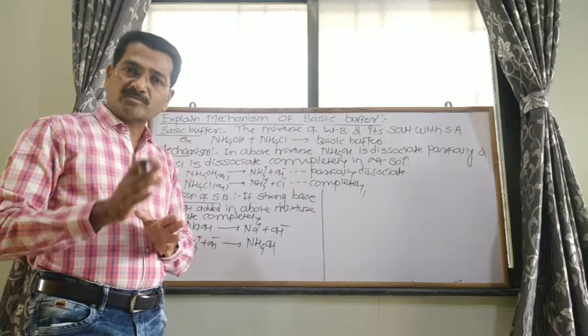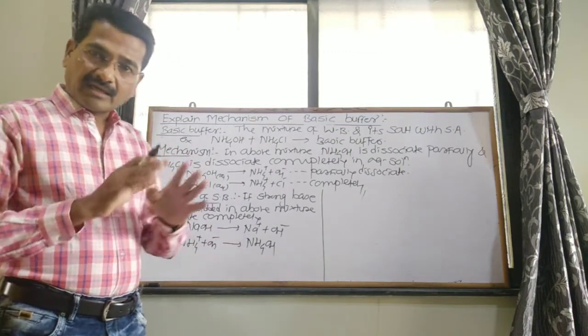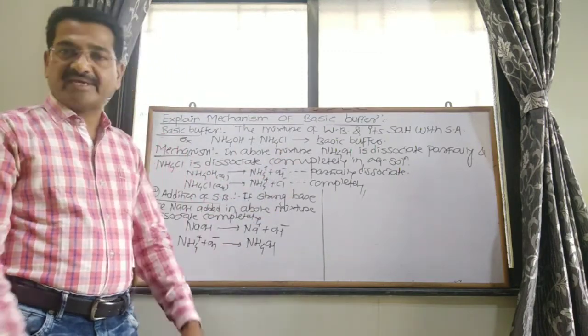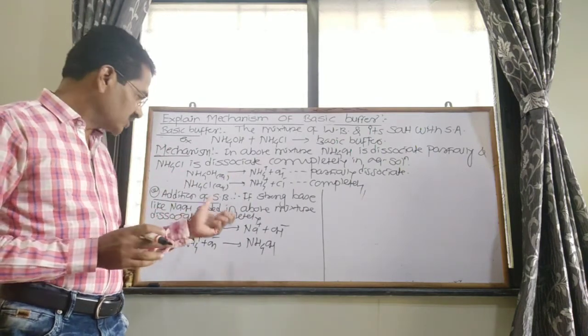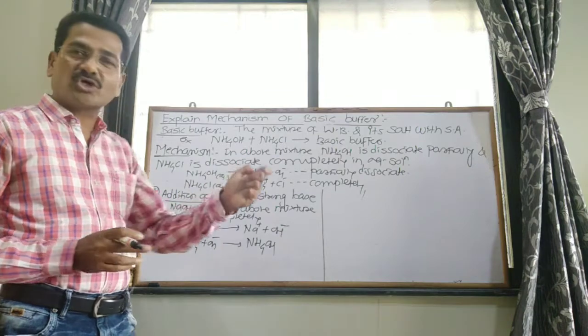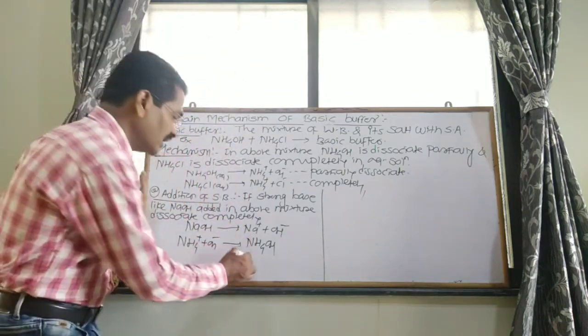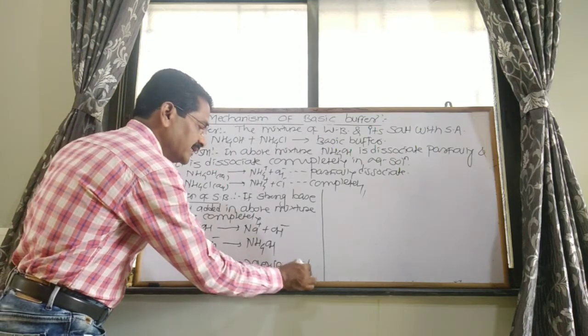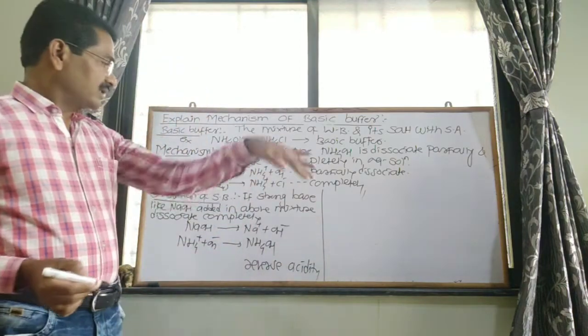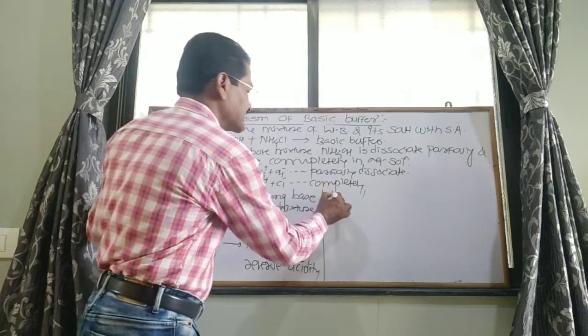The resistance of solution, its pH, to change by addition of small amount of strong base is called as reverse acidity. Then see the addition of strong acid.